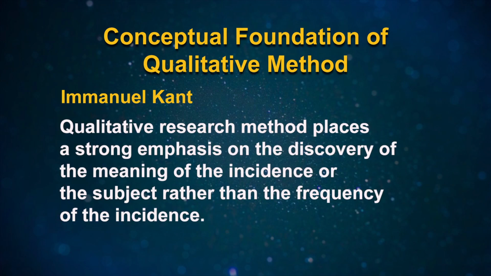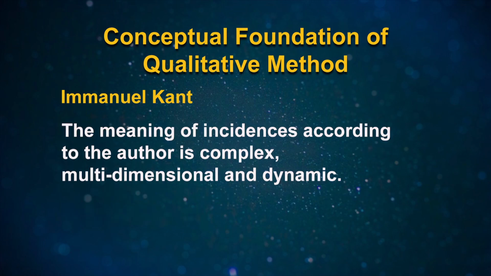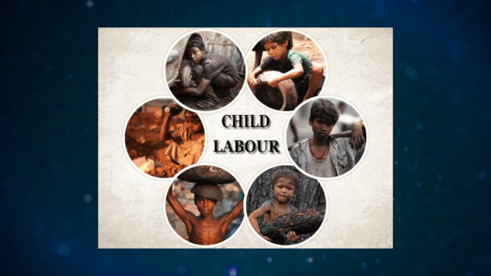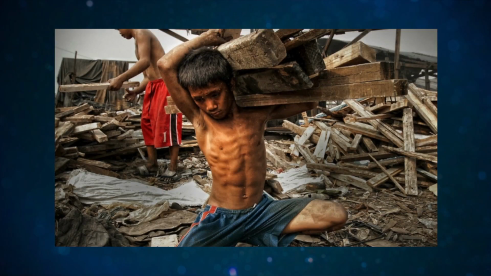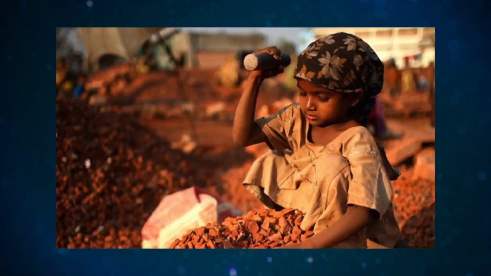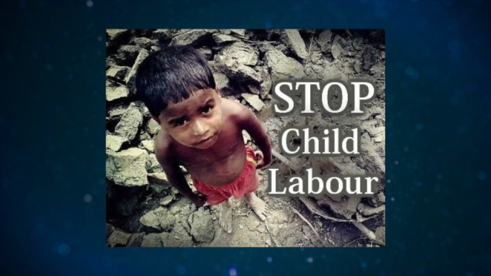Qualitative research method places a strong emphasis on the discovery of the meaning of incidents or the subject rather than the frequency of the incidents. The meaning of incidents, according to the author, is complex, multidimensional, and dynamic. For example, if we study child labor, we focus on the process by which a child becomes a laborer and seek an explanation of why it happens and what explains its various facets. We are not looking merely into the number of times the problem has occurred and the number affected.